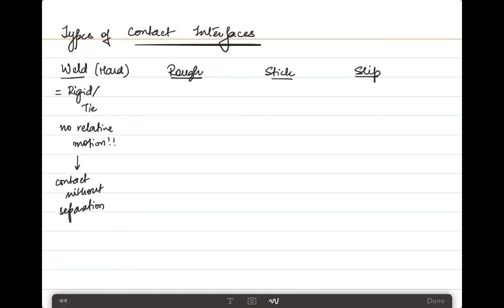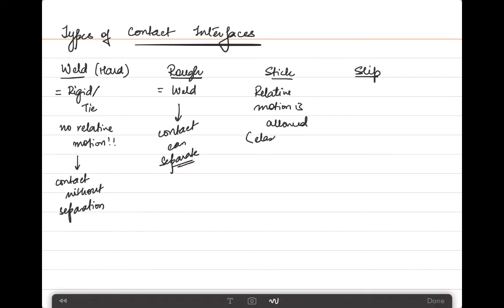The second one is a rough contact. The rough contact is almost the same as a weld. However, after forming a contact which does not have any relative motion, the contact can separate. So this is the only difference. The third one is a stick contact, and in the stick contact, the relative motion is possible. So I'm going to write here that relative motion is allowed. And of course, this happens only within the elastic deformation range. That is the only allowable deformation.